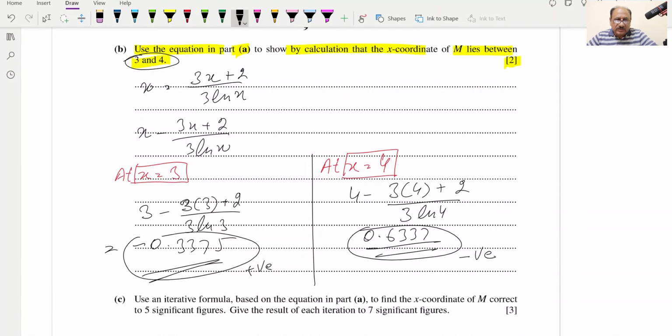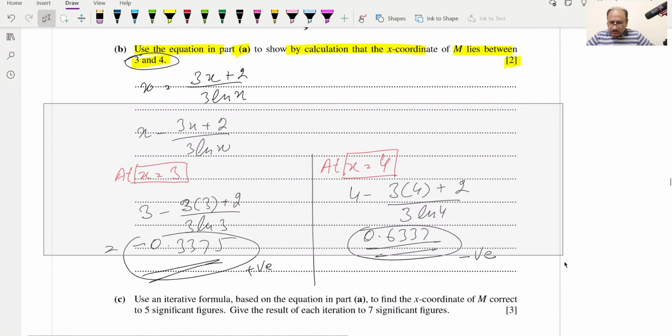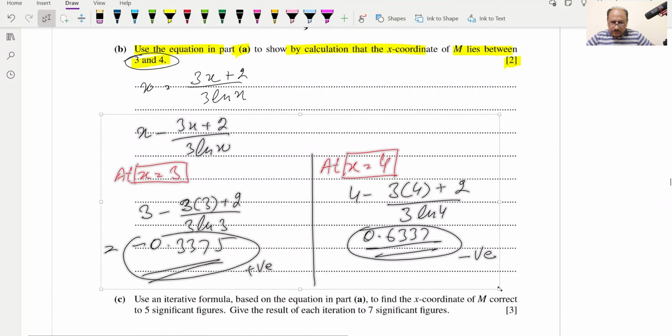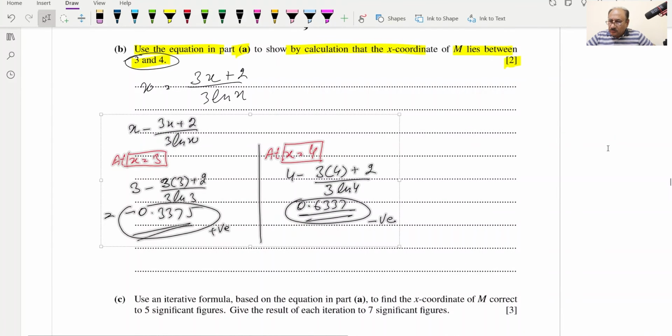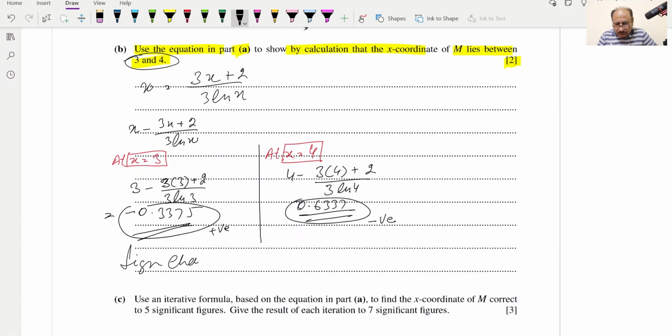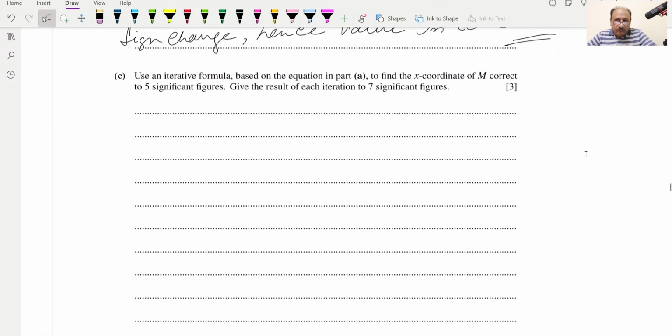So there is a sign change. We can shrink this to get more space for writing and a readable size. So we can write here: sign change, hence the value lies in between 3 and 4. Hopefully you understood everything. Now we can move to the C part.